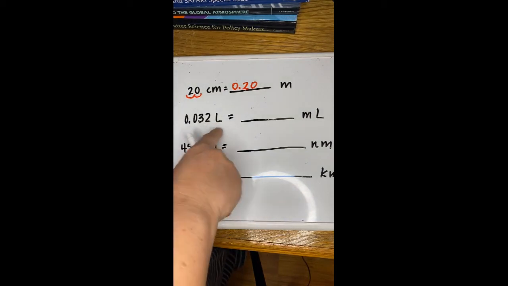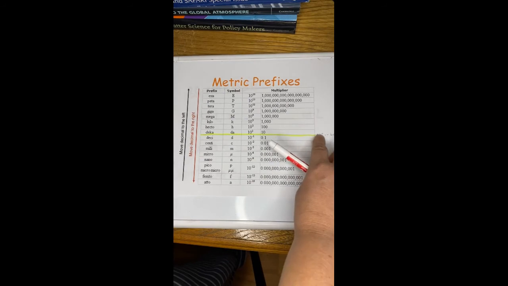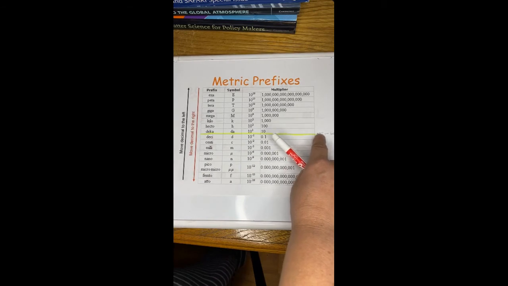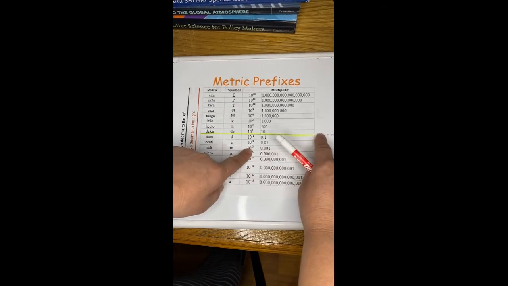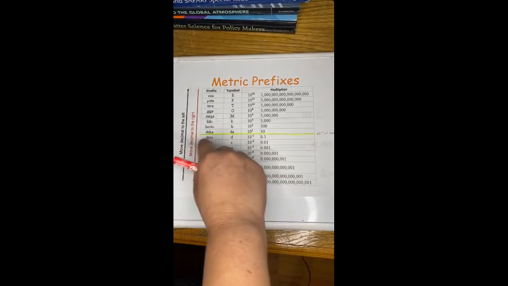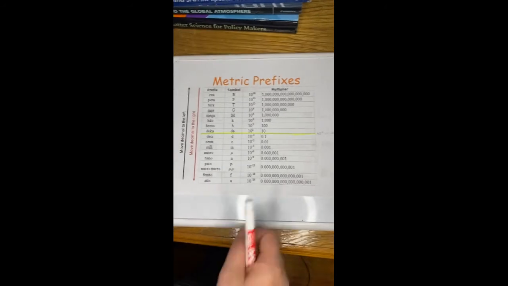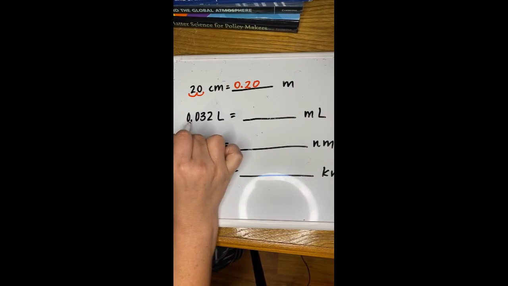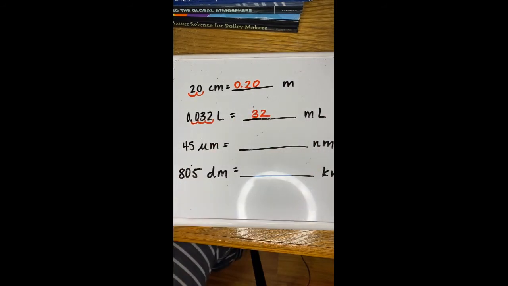Okay, let's try the next one. We're going from liters to milliliters. So let's go back to our little chart. We're going from the base right here, liters, to milli. Milli is right here. So we're going from 10 to the 0 to 10 to the 3. We're moving 3 spots, 1, 2, 3. And we're going down the ladder, so we're going to move the decimal 3 spots to the right. The decimal's right here. 1, 2, 3. That gives us 32 milliliters.